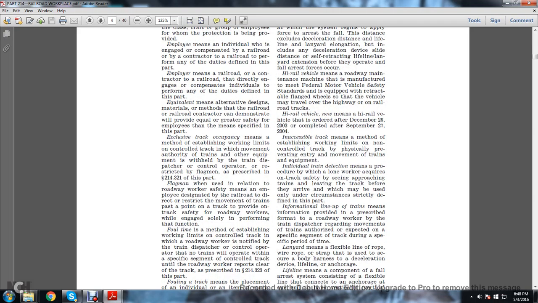Exclusive track occupancy means a method of establishing work limits on controlled track in which movement authority of trains and other equipment is withheld by the train dispatcher or control operator, or restricted by a flagman, as prescribed in 214.321.